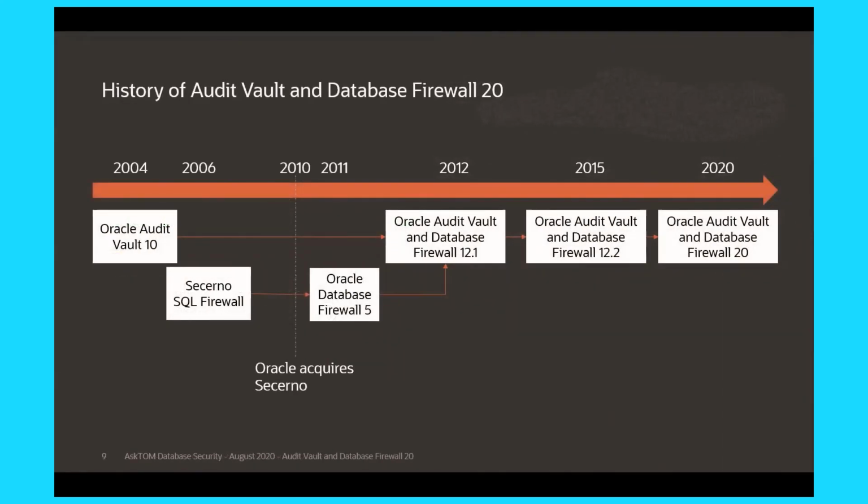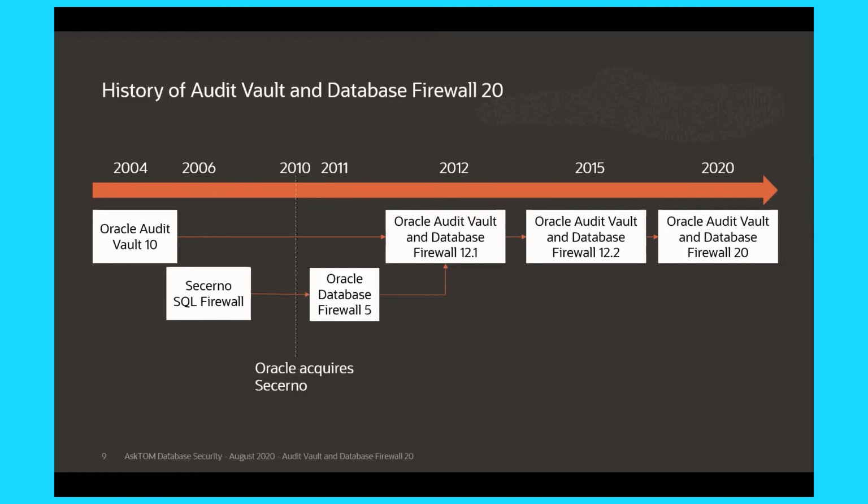We started down this journey with Audit Vault and Database Firewall all the way back in 2004. It's hard to believe it was that long ago, but that was when we first released Oracle Audit Vault. And Oracle Audit Vault back in 2004, the version number was 10 because at the time, products that we released would follow the database version. 2004 was the time of Oracle 10.